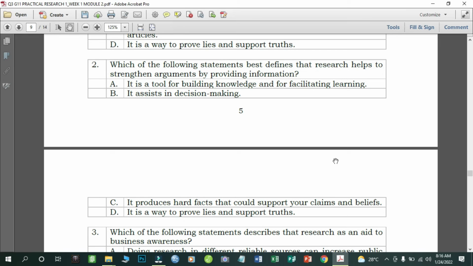Okay, what's your answer? Okay, it is letter C. Correct.